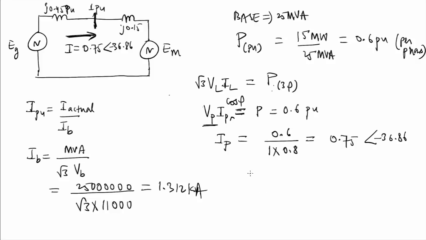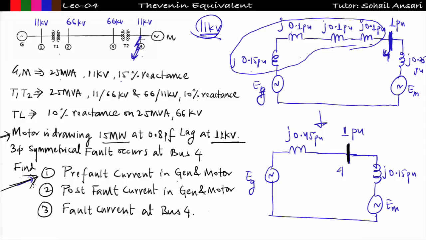So I base I will get, that is equal to 1.312 kilo ampere. Okay, definitely. So the pre-fault current I in ampere is I per unit multiplied by I base, that will give me 0.984 kilo ampere. So I got the first part, that is the pre-fault current in generator and motor.